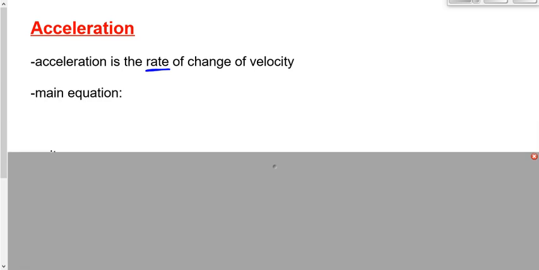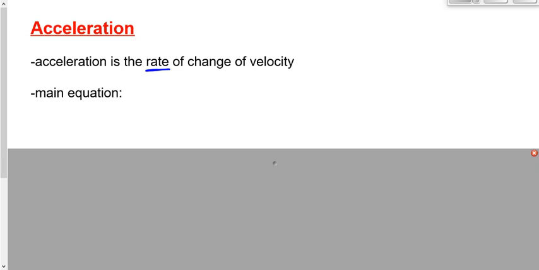Now, the main equation for acceleration is a equals delta v over delta t. Anything that's a rate has delta t on the bottom. Velocity was the rate of change of position. It had time on the bottom. Acceleration is the rate of change of velocity. It has t on the bottom. Anything that's a rate has time on the bottom.